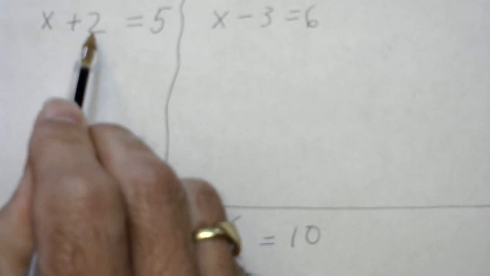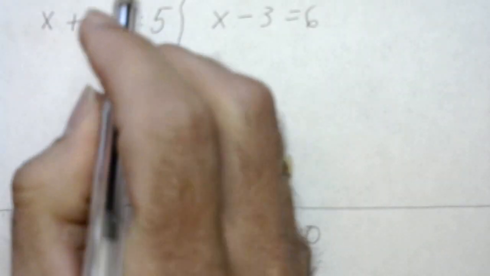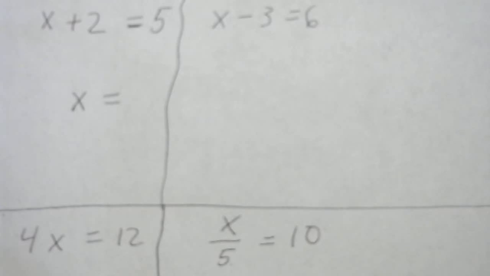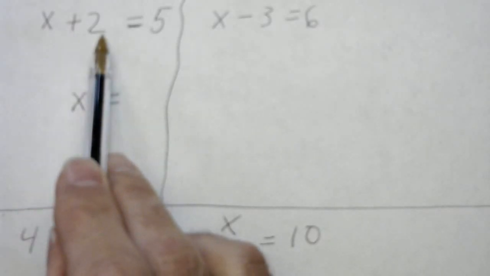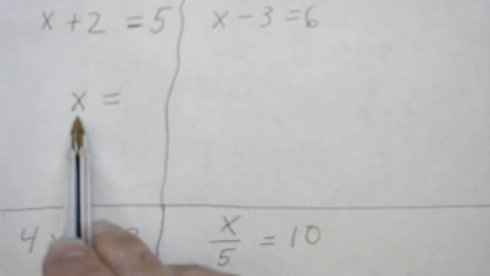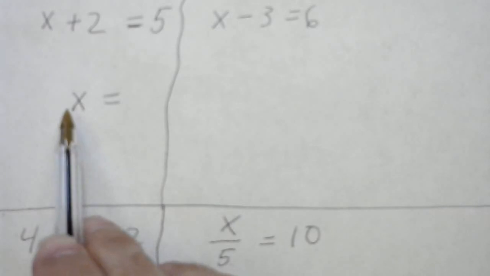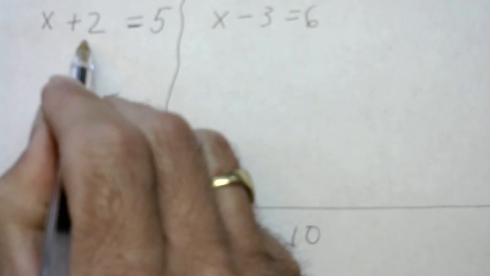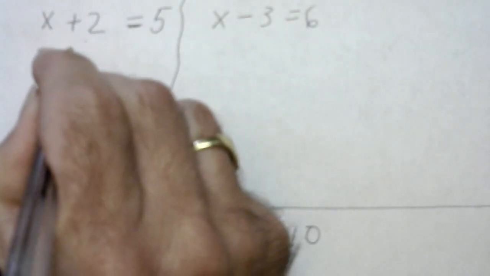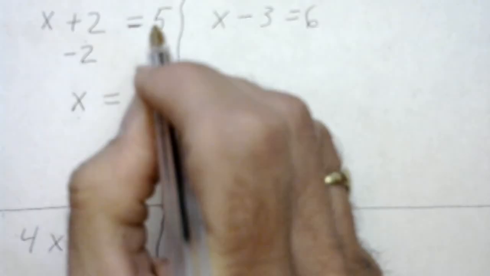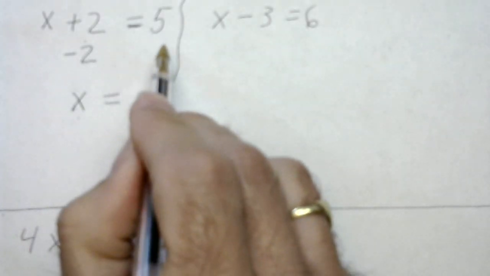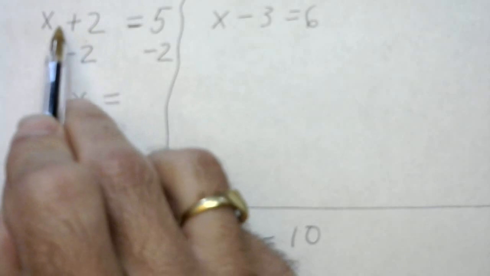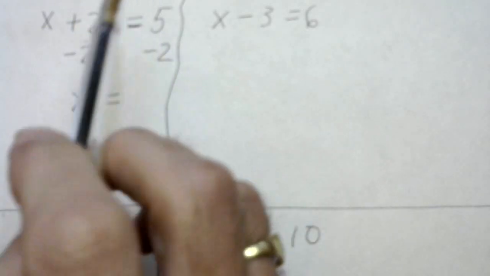So whatever I'm doing here, my goal is to get x by itself. So x plus 2, I'd rather have x by itself because then I can clearly see x equals something. Then plus 2, I have to do the opposite. So I'm adding 2, I have to subtract 2, and then I have to do the same thing to the other side of the equal sign. Subtract 2.